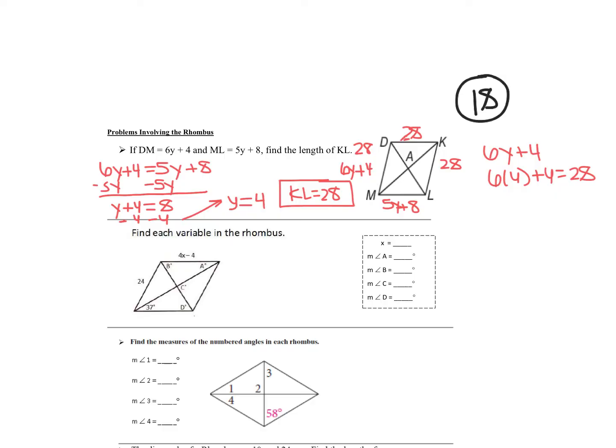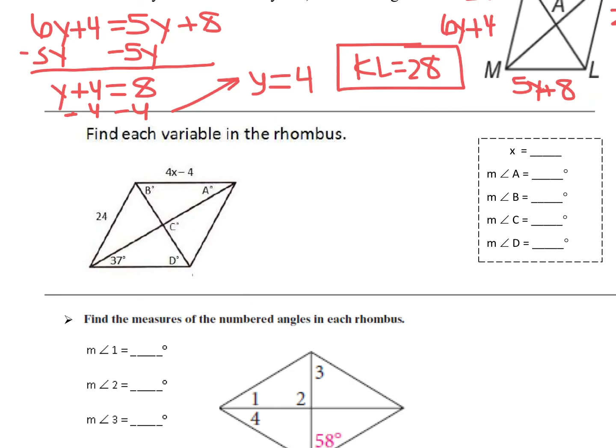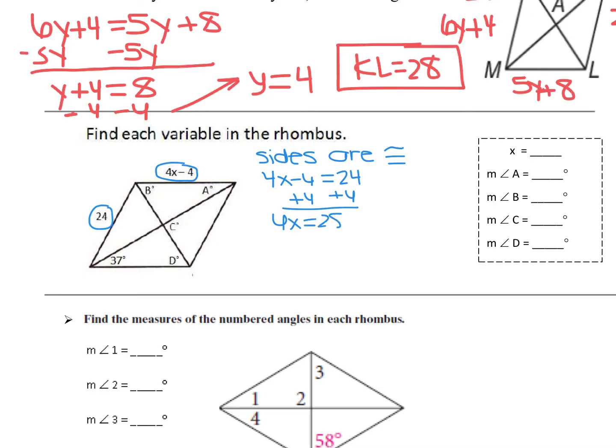Let's go down to the second question. Find each variable in the rhombus. So sometimes for something like this, we gotta look at what we have. The first thing I see is I got these sides, and I know that the sides are congruent. So I'm gonna start with that. So if 4x minus 4 is equal to 24, because those sides are congruent, after I add 4 to each side and divide, we know that x is equal to 7.